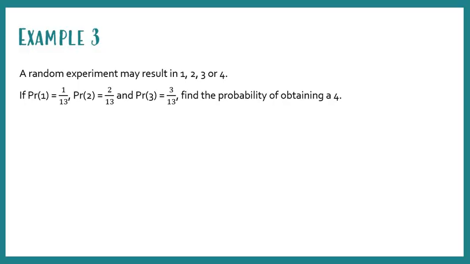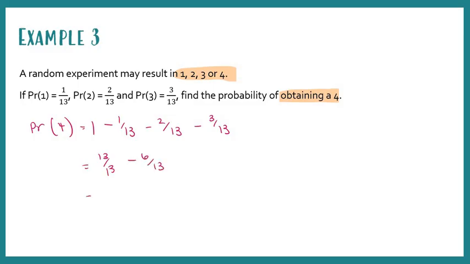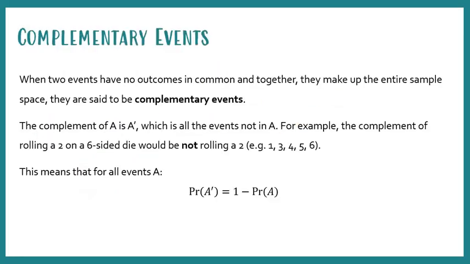Now, once again, feel free to pause here, but the main idea is that our total probabilities are going to add to 1. Okay, so to find the probability of obtaining a 4 when we only have the 4 outcomes is just to start with 1 and take away all those other probabilities. Okay, that means we're going to have 13 over 13 taking away 6 over 13. And so the probability of a 4 in this case is 7 over 13.